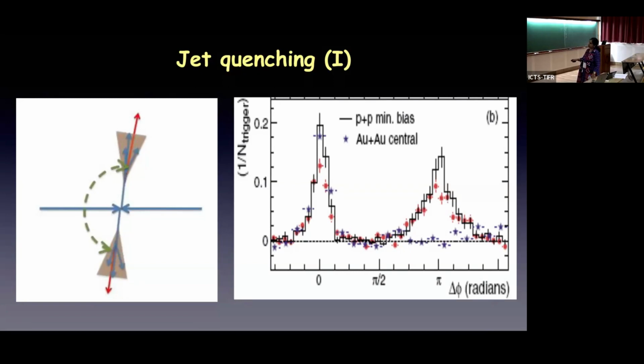But for the particles which have a difference of pi, you see that for pp or gold-gold peripheral, you still see the peak. But for central collisions, the peak is completely absent. That says that because these jets have a surface bias, maybe once the jet passes through the medium, it loses energy and the correlation, and hence we don't see any peak here. So this was one of the indirect evidences of jet quenching.